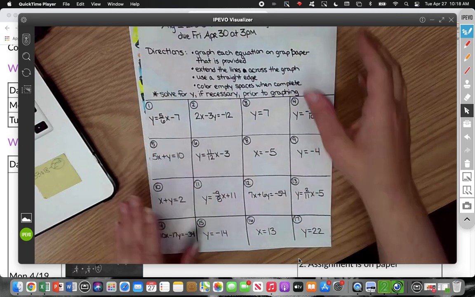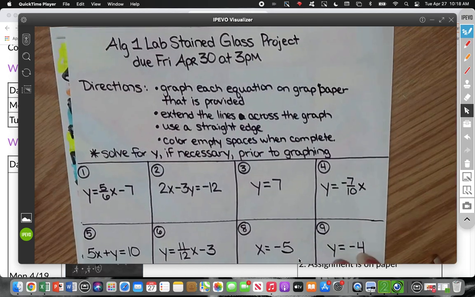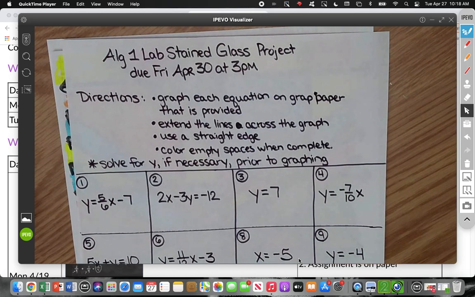So if you guys can see, I want you to look at these directions before you get started. It says graph each equation on graph paper that's provided. I have graph paper over on the counter. Extend the line across the graph and use a straight edge. So when you grab your project, what else should you grab? Grab a ruler. Color empty spaces when it's complete. And I would recommend going over the lines in black or something before you color. You can look at the projects on the wall. The ones where they outline the circles in black just stand out a little better. It looks a little nicer.